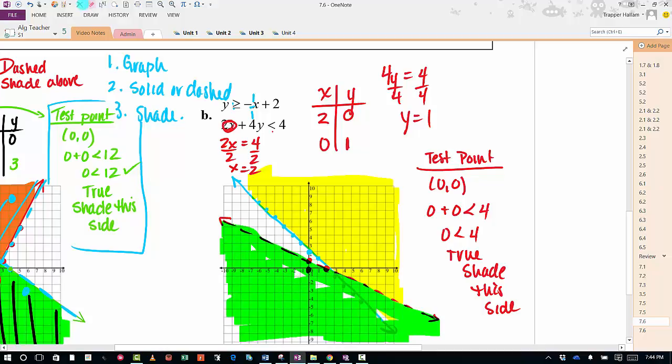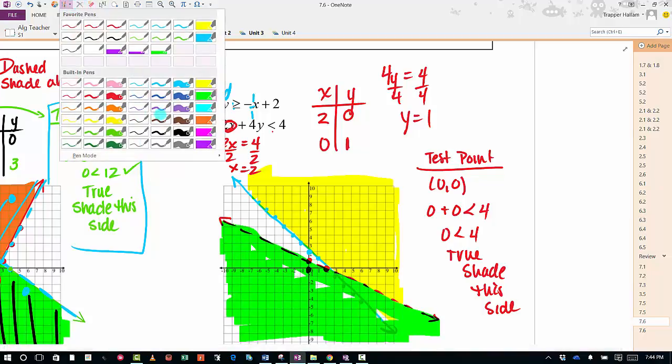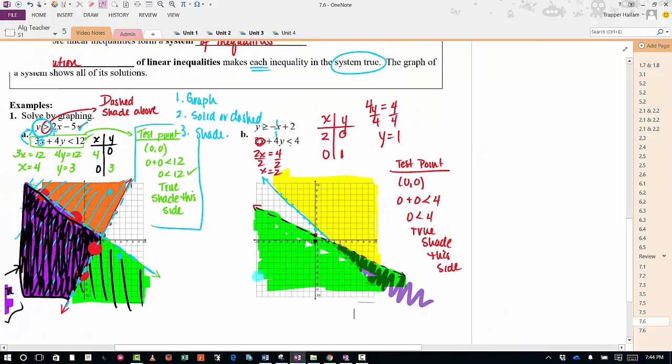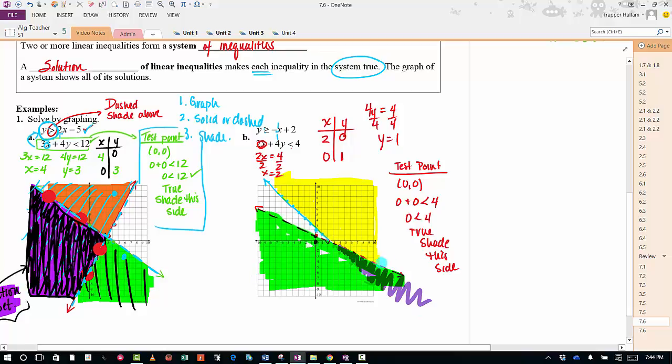So the overlap, and I'll come back in with, I don't know, maybe purple or something. The overlap actually is this little section in between here. So any points in that overlap section there is where your solution set will be. Does it ask us any more than that? No. We just kind of identify the solution set, and then we know to pick points from it.